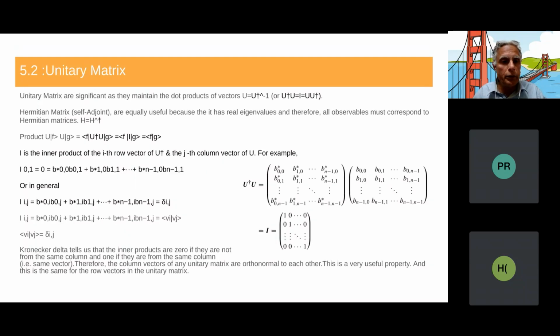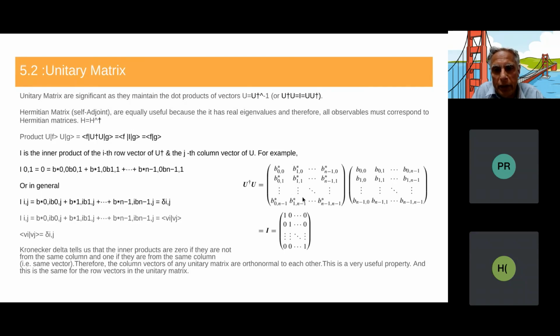Now you can look at the unitary matrix: how do we show it for n dimensions? Let's say here is the matrix with columns B0 to Bn minus 1. This is an n by n matrix, which is the B matrix. If this is the matrix U and we take its complex conjugate, all its corresponding coefficients will be complex conjugates.